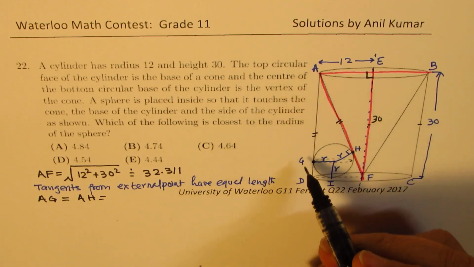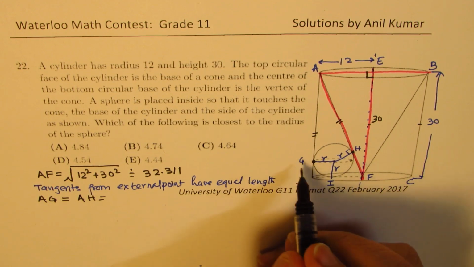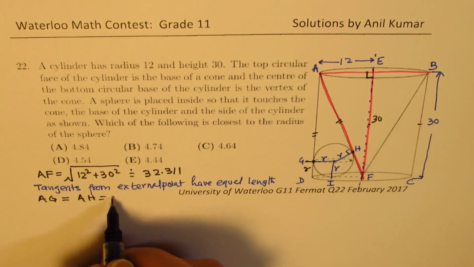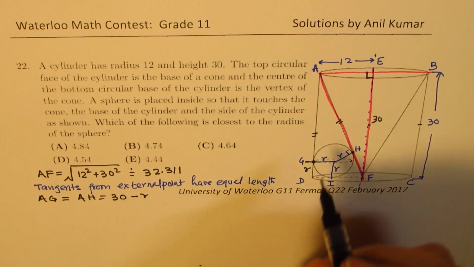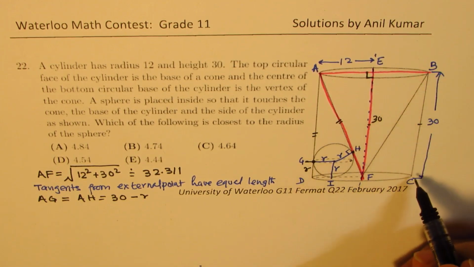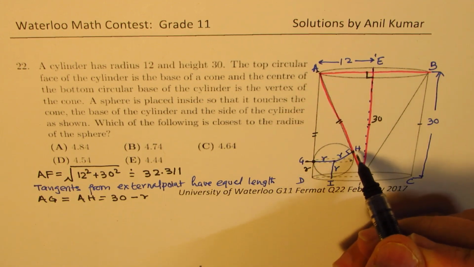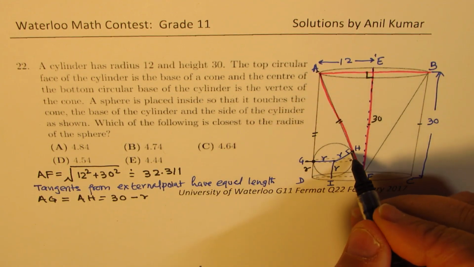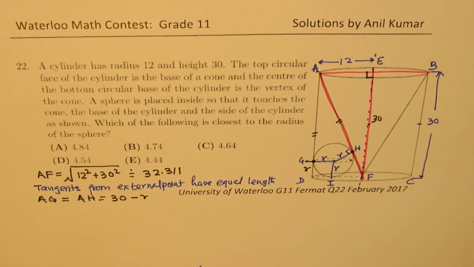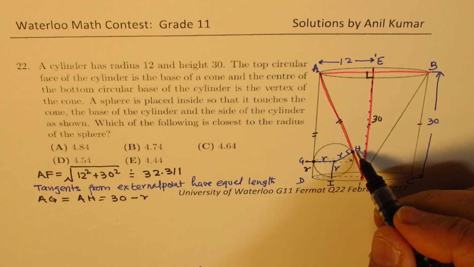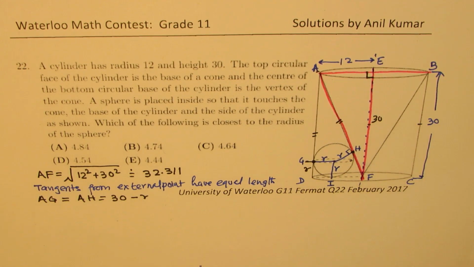Now, A to G, we know this is R, right? So A to G could be considered as 30 minus R, right? So that becomes 30 minus R. Clear? So this whole length is 30. Taking away R will give us A to G. Clear? So that means this is also 30 minus R. Right. Now we need to find what is H to F. This is what we need to figure out.